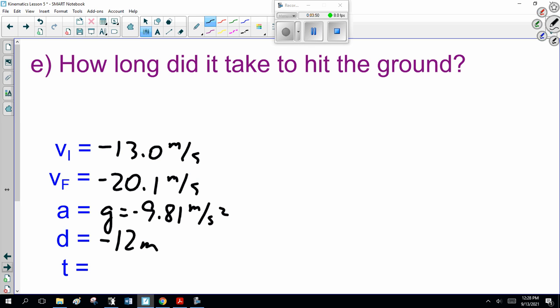Now, I forgot to draw a picture. I really should be doing that. So, how long did it take to hit the ground? We have to find time. Notice we've got V initial, V final, acceleration, displacement, all the other variables. So what is the absolute easiest equation to use? I think this one. Velocity final equals velocity initial plus AT.